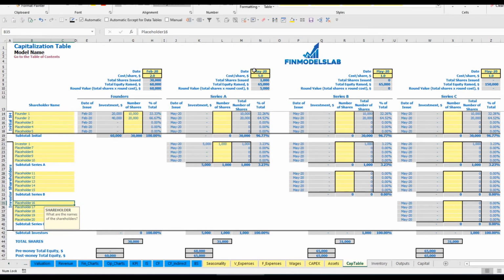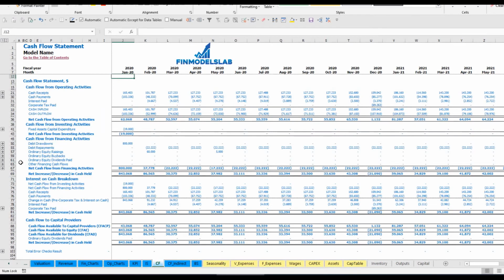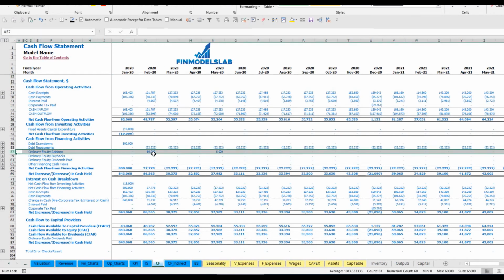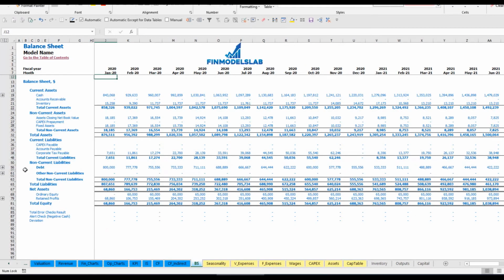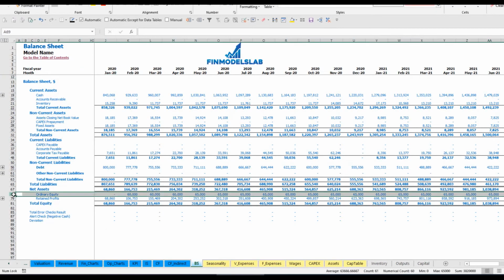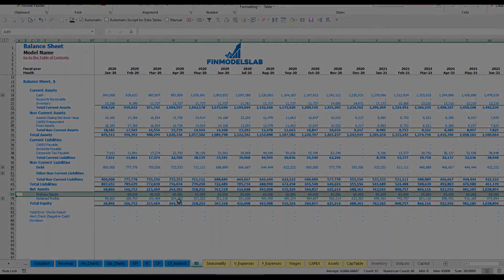You can also input some amounts for Series B and Series C. The same way you can set up the date, cost of share, and up to 5 investors with up to 5 placeholders for number of shares. The amounts of funding you may see in the cash flow, in the ordinary equity risings, and you may see the balance sheet, which shows you the total equity by months.